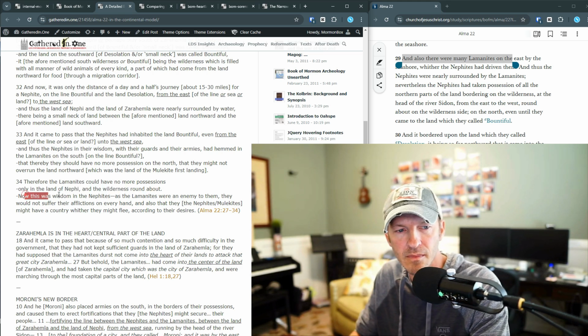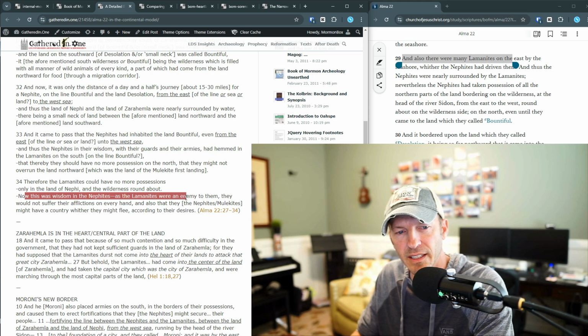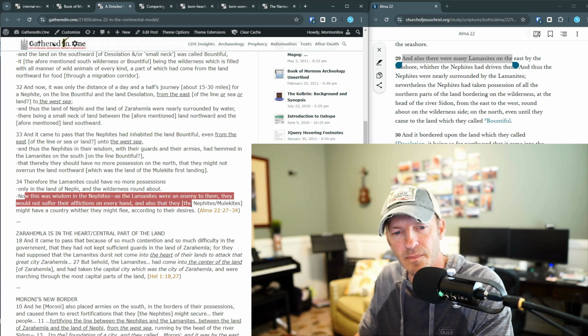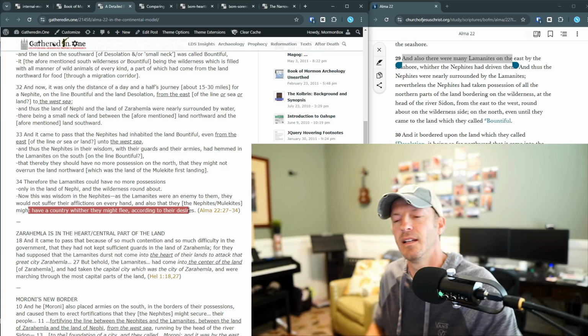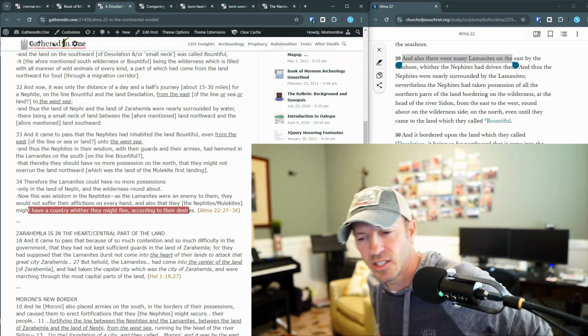Now this was wisdom in the Nephites, as the Lamanites were an enemy to them. They would not suffer their afflictions out of every hand, and also they, talking about either the Nephites and the Mulekites, or both together, I guess, might have a country whither they might flee according to their desires. All right, that is the whole chapter, right?